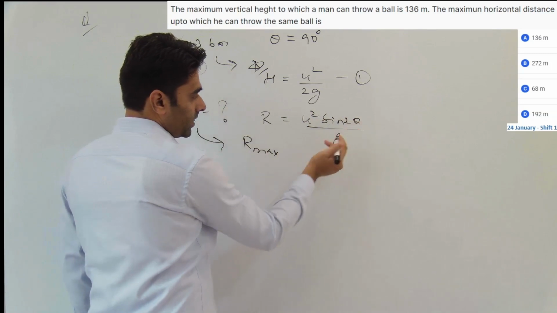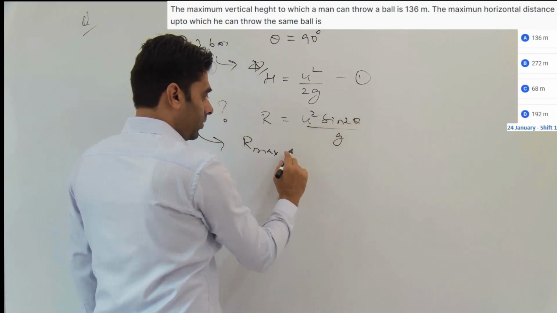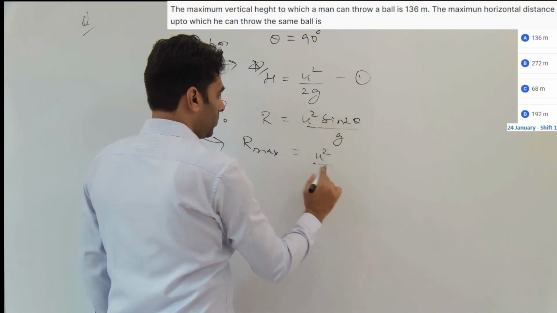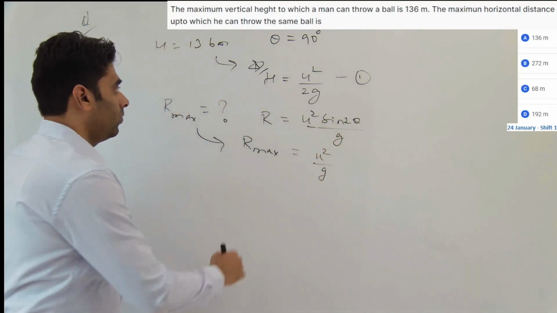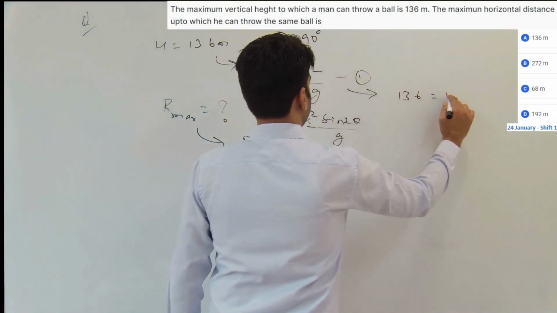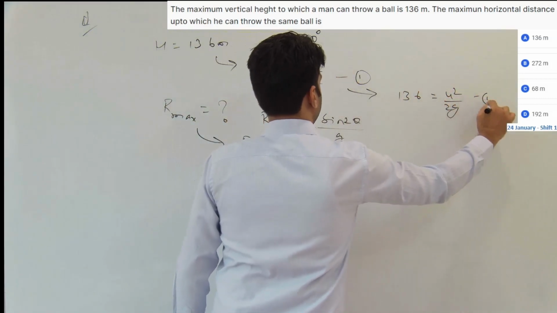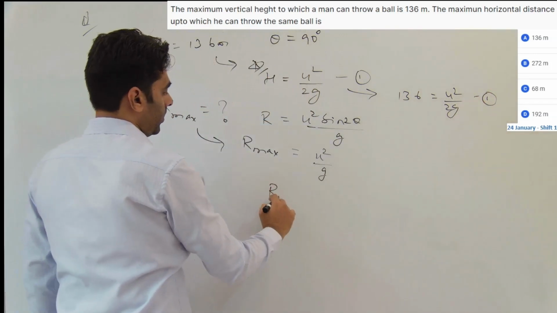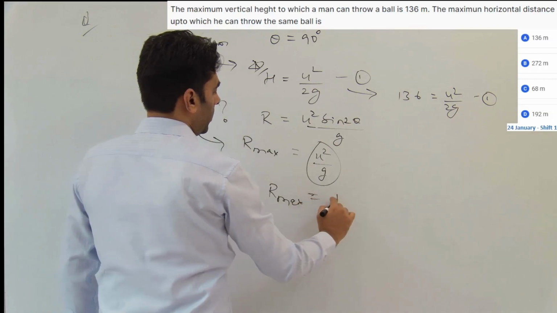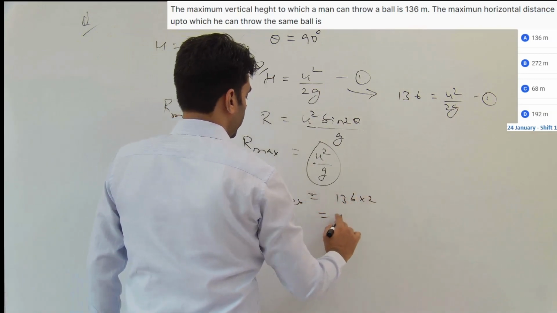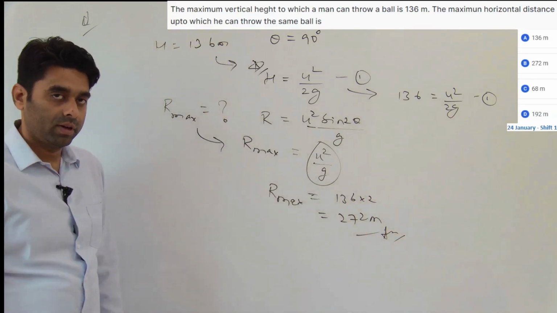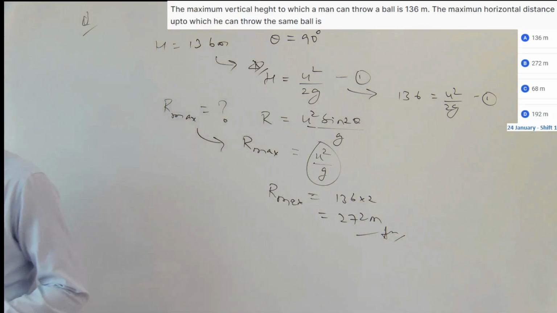So this becomes sine 2 into 45, that is sine 90. So range maximum becomes u square into 1 by g. So maximum range is u square by g. From here, height is given to us as 136, so 136 is equal to u square by 2g. This is our first. Second, R max is equal to u square by g, and the u square by g value will be 136 into 2, that is 272 meter. 272 meter is the maximum range. Fine. Let's look at the next question.